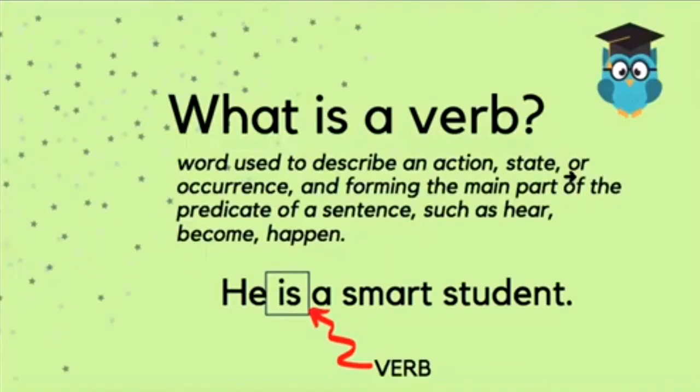For example, we have the sentence here, he is a smart student. Earlier we identified where the subject is. Now we are going to identify where the verb is. So in this sentence, is actually the verb. Is a linking verb, but in this sentence, he is a smart student, is the verb. That's a state of being, a verb that links to the other words in the sentence. So that's what a verb is.